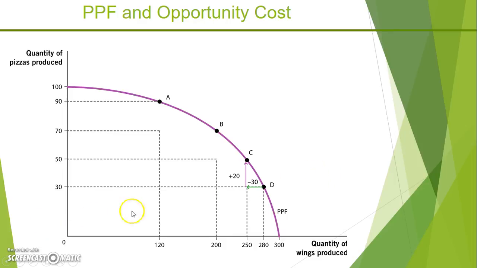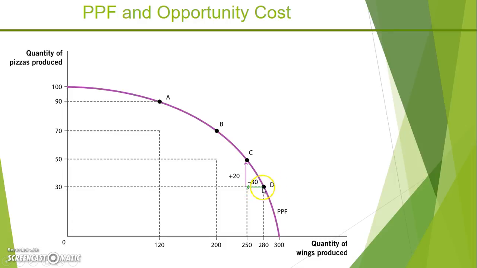Now, what does the PPF tell us about opportunity cost? Notice here where I have arrows drawn. If we start in our society at point D, where we're making 30 pizzas and 280 wings, but we decide we'd kind of like to have more pizza. Since we're using all of our resources at point D, that means if we want to make more pizza, we're going to have to sacrifice some wings, because we simply don't have more resources to put toward making pizza unless we take some away from making wings.